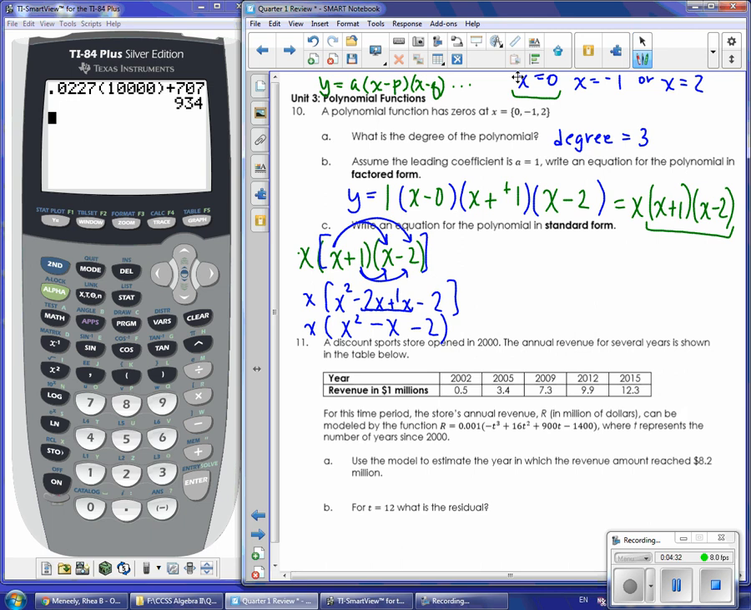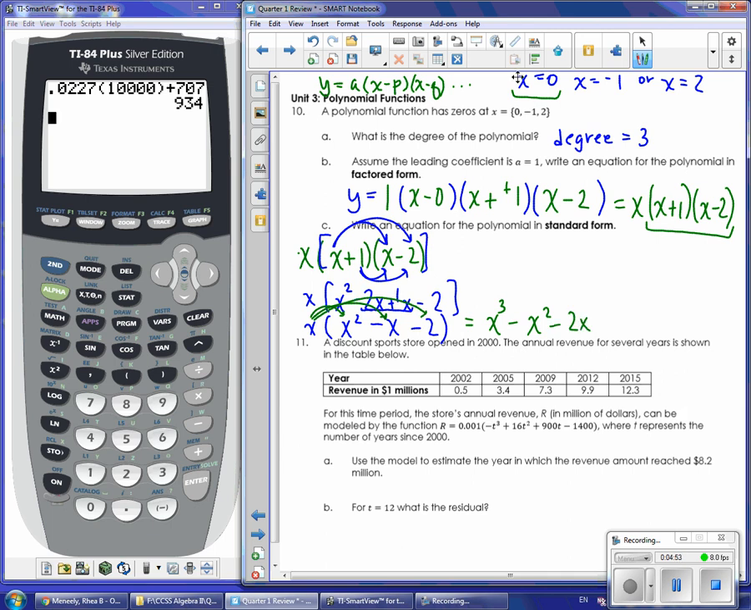And this I can just use the regular distributive property. So x times x squared, that's going to be another factor of x, so it's going to increase my exponent to a 3. And then x times -x is going to give me a -x squared. And then x times -2 is going to give me a -2x.